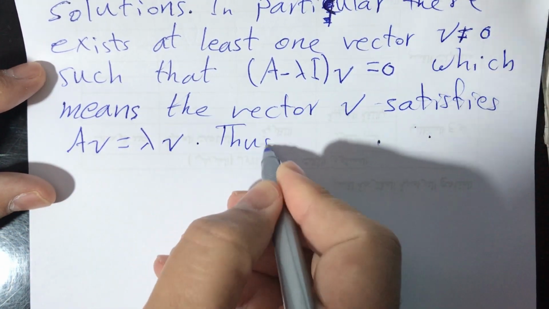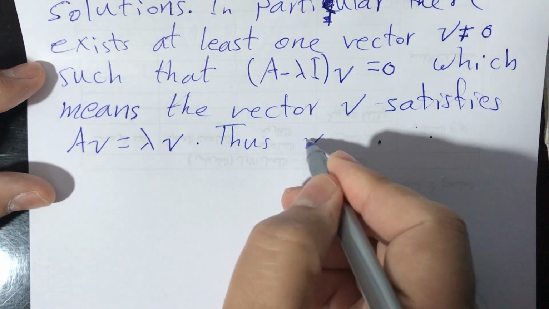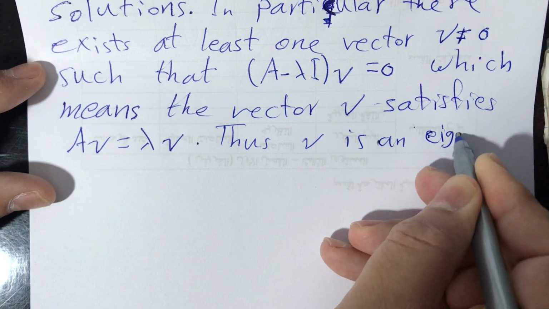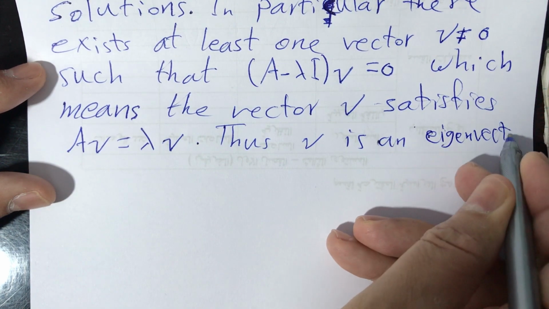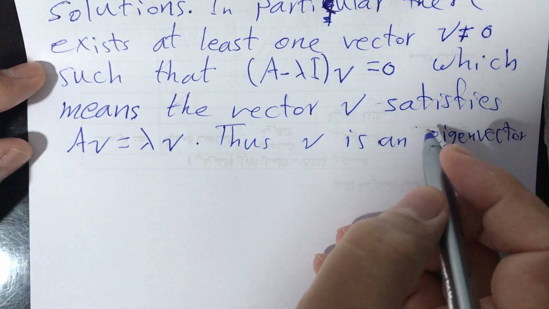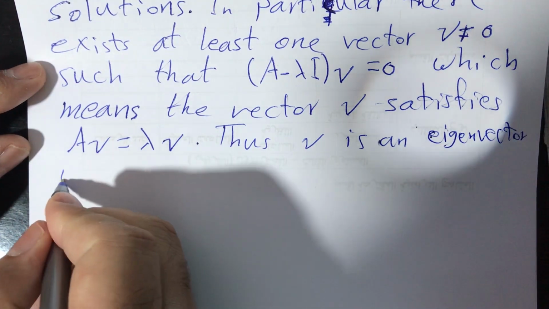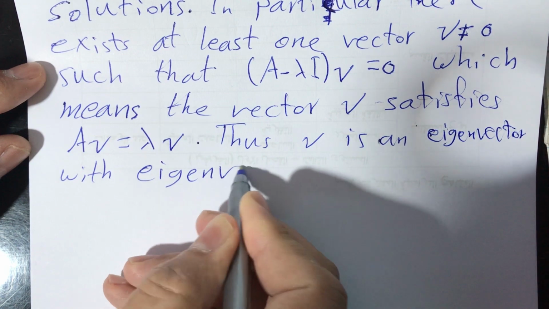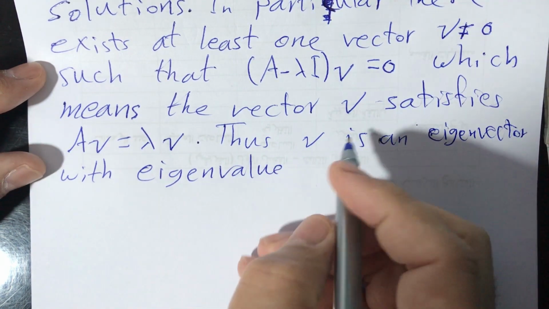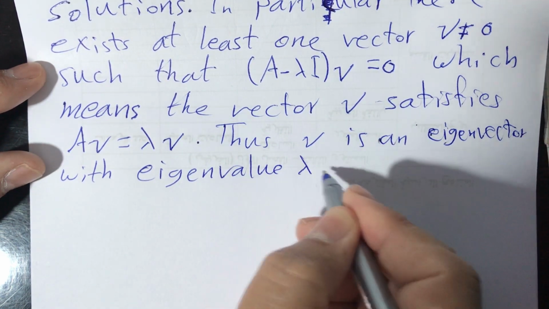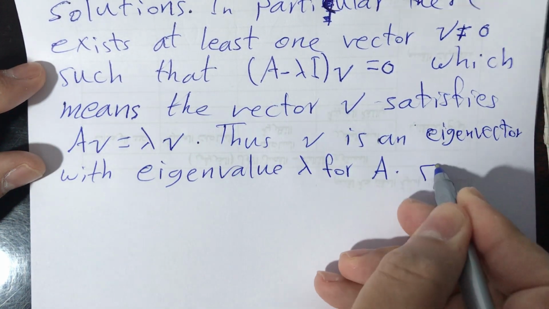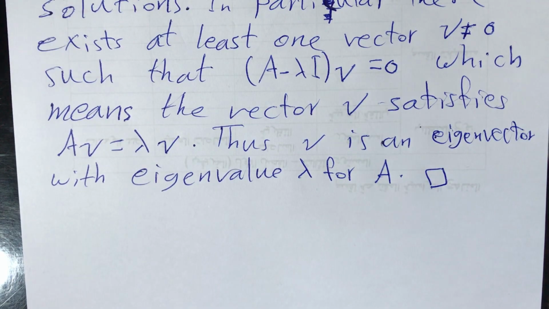Thus, v is an eigenvector with eigenvalue lambda for A. This finishes the proof.